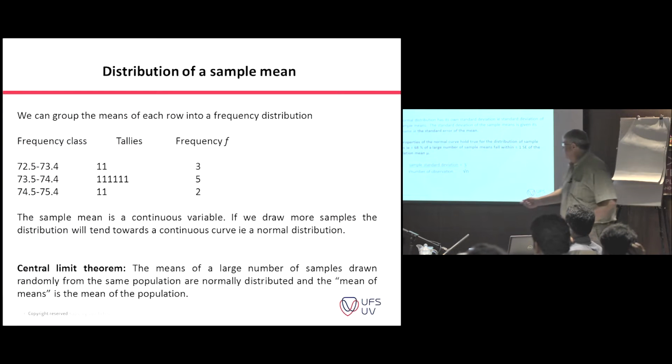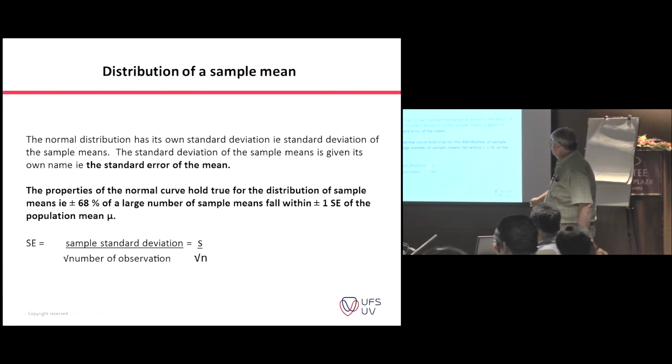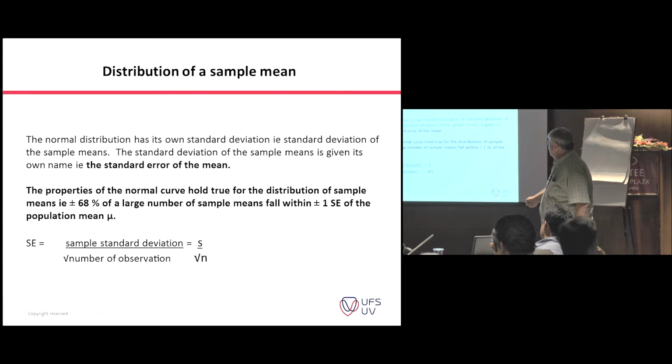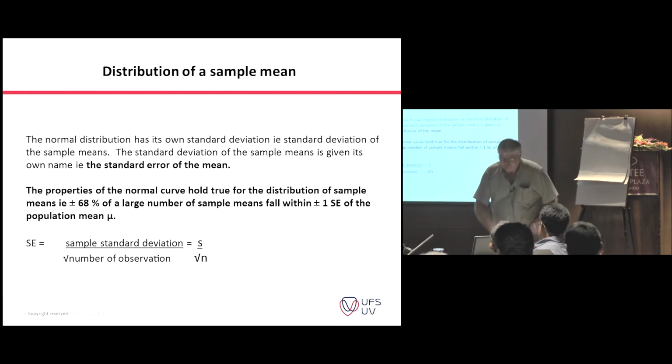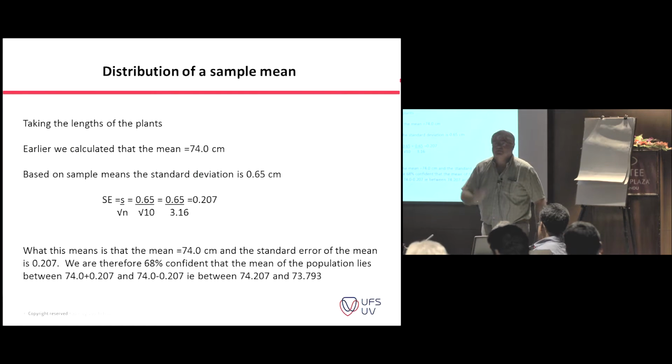Okay, basically it's a standard error. It's actually the mean of means divided by the square root of the number of observations. So that is in the notes that were emailed to you. I hope you got that all. Okay.